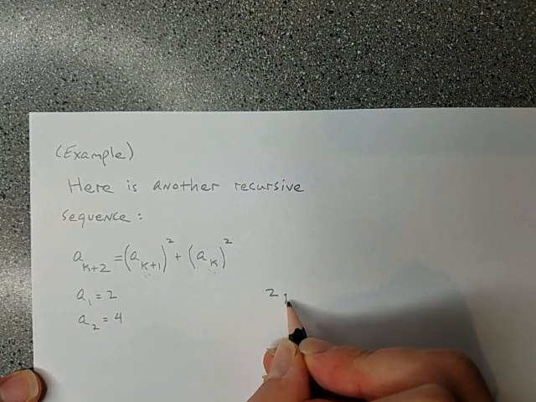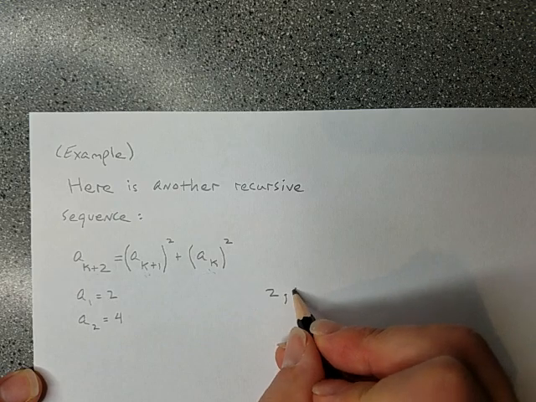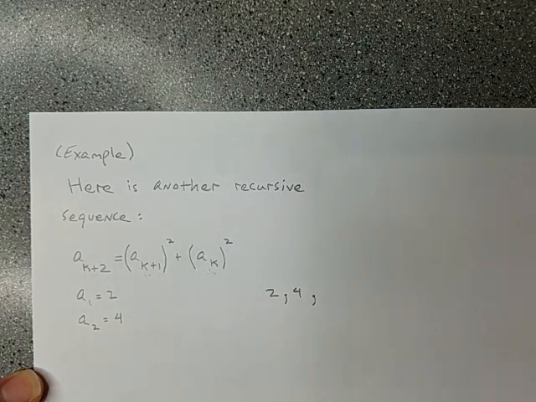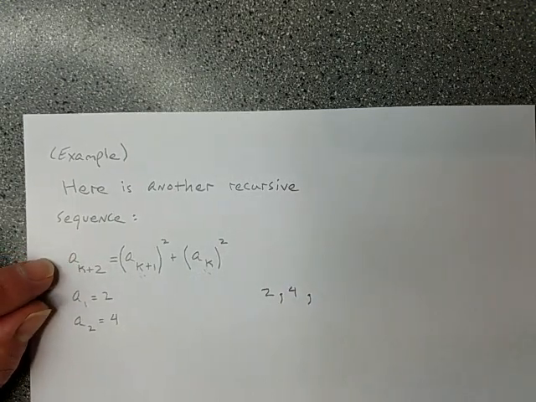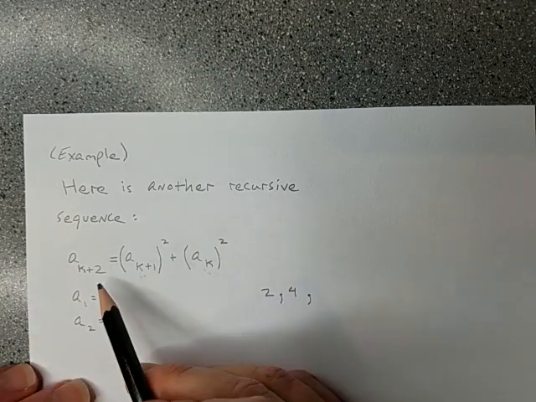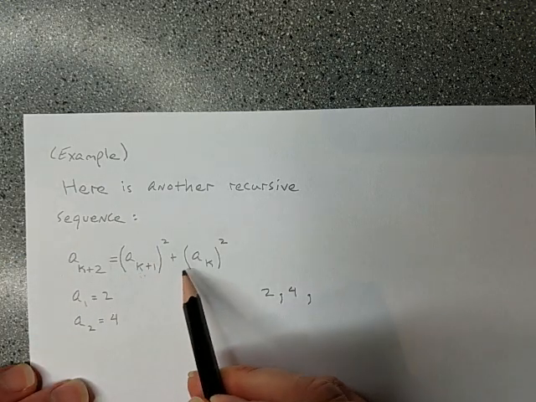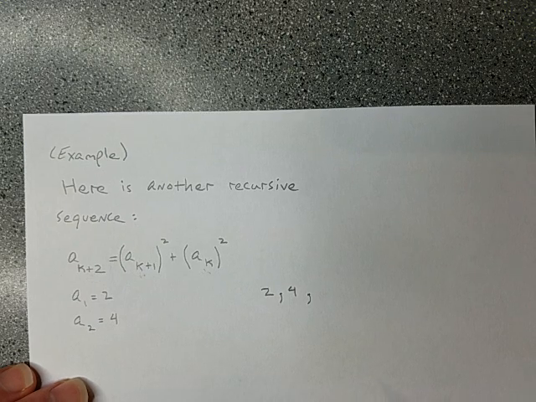The first term is 2. The second term is 4. What's the third term? How would you use this to get the third term? Well, you can read it and say, the third term is the second term squared plus the first term squared. That's what it says.